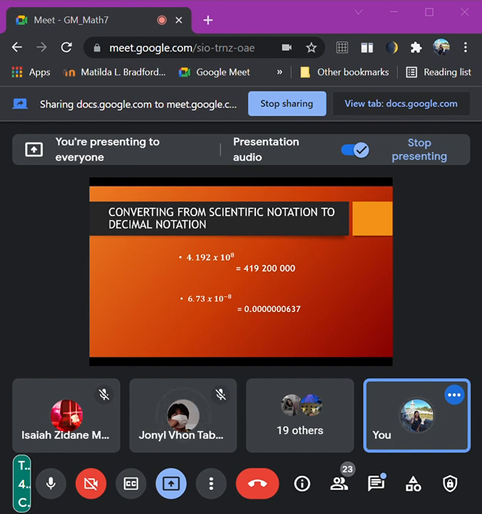Okay. So, teacher, why is it that it is not the same? Actually, class, if we change it to scientific notation, for example, 6.73 times 10 raised to the power of negative 8, if we change it, that is 6.37, and the movement is 8. So we have here 1, 2, 3, 4, 5, 6, 7, 8.